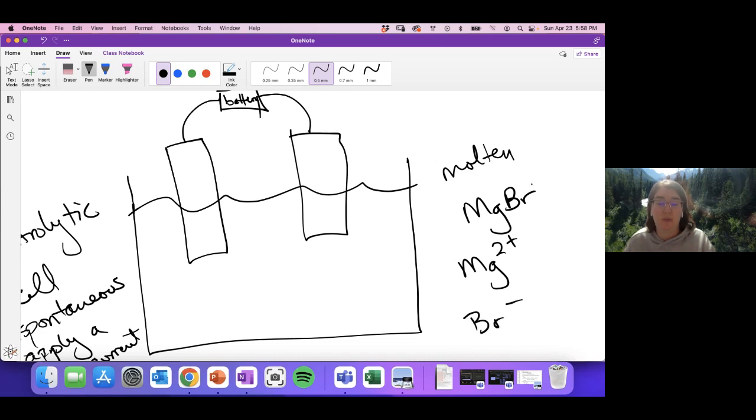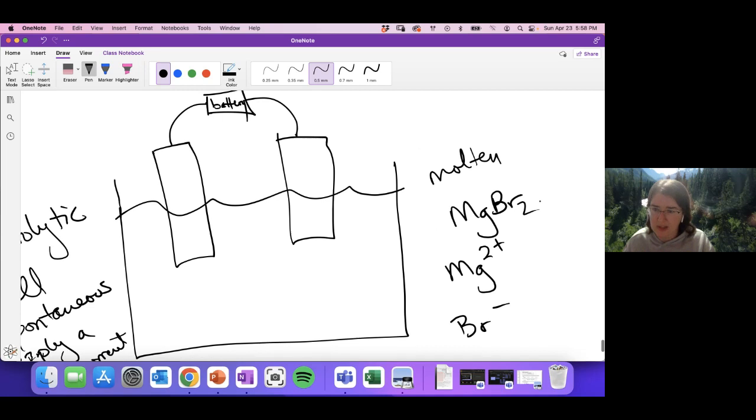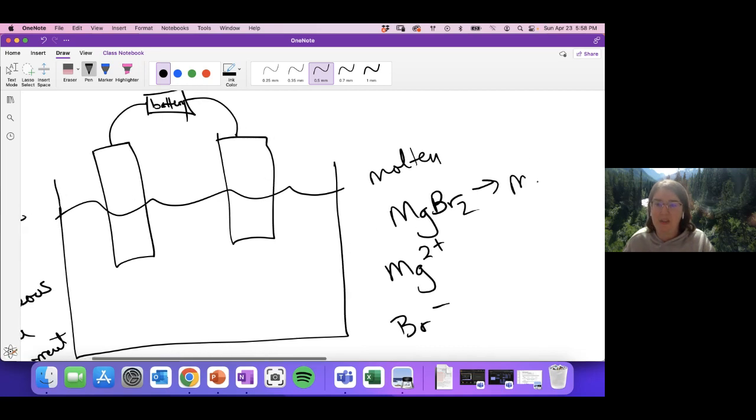minus. That's just because I'm breaking this up into magnesium 2+ and 2 Br minus. So that's how I know what I'm starting with, because I can break apart a salt. Then from there, I can actually use that standard reduction potential table to know what happens next.